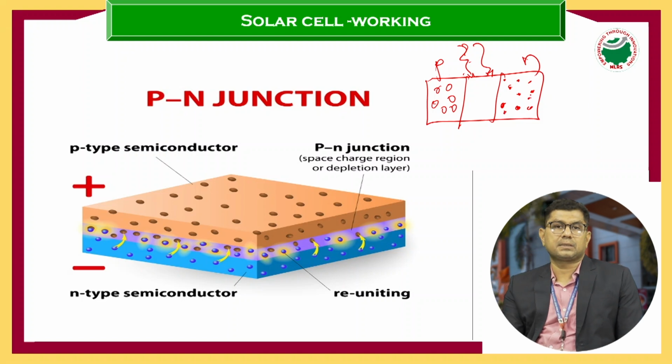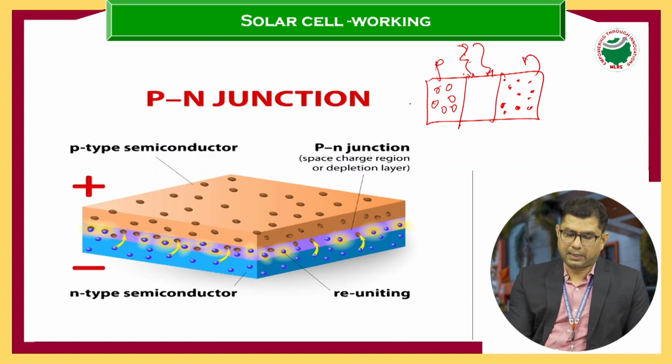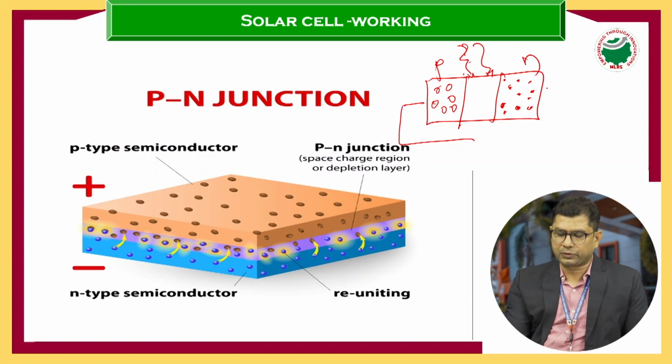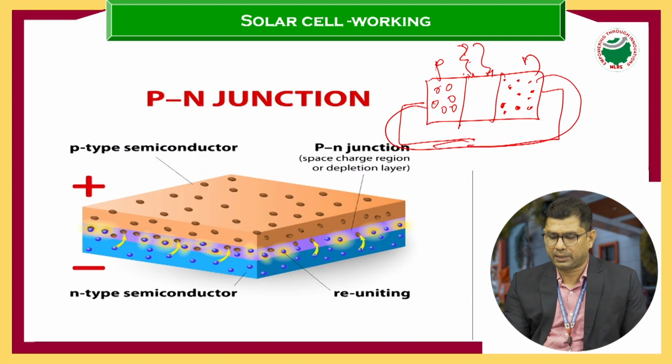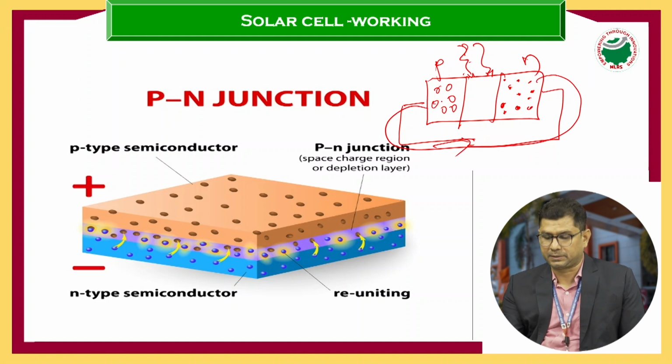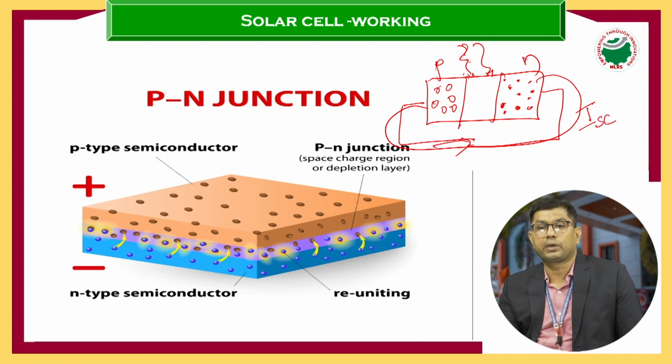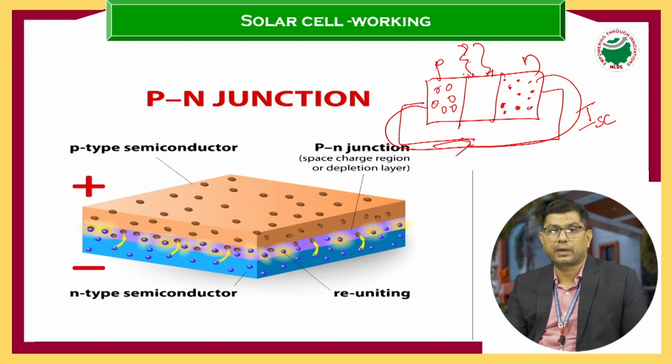More holes on the P side and more electrons on the N side. Now, without connecting any resistance, if you short circuit this N and P, what happens? Simply, these electrons start moving from here to here, and here the recombination takes place. Whatever current is flowing without any resistance or load, that is called the short circuit current.